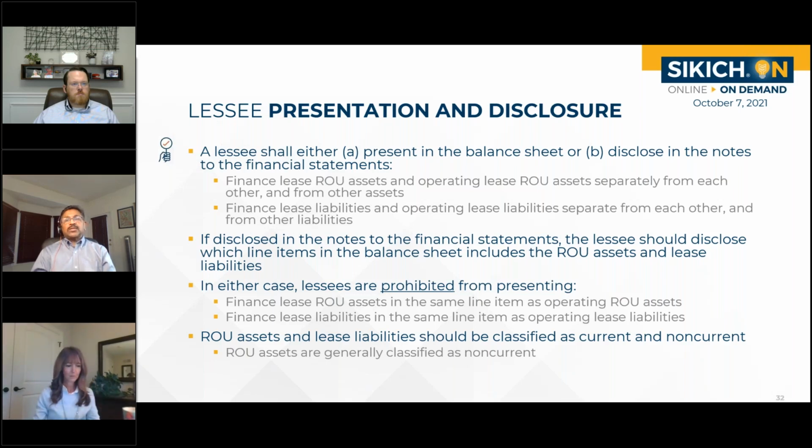If it is disclosed in the notes to financial statements instead of on the face of the balance sheet, we need to disclose which line items in the balance sheet include the right of use asset and lease liability. Like Cheryl said previously, generally, right of use asset would be classified as non-current, and lease liability could have both current and non-current presentation.